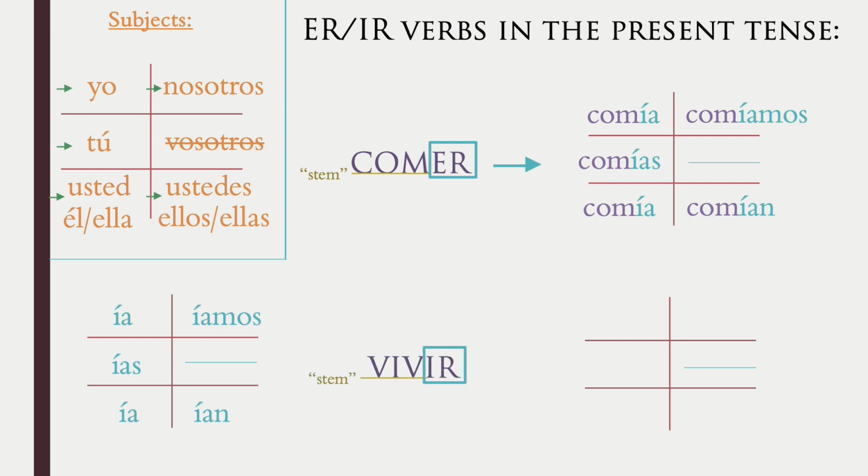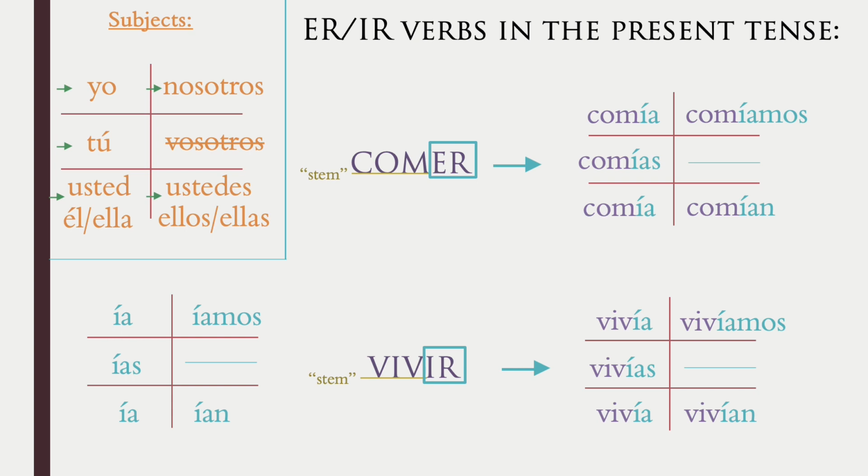Now let's take the verb vivir again. Same endings. So I would end up with the first one, vivía, for I used to live, because vivir is to live. You used to live would be vivías. He or she used to live, or you, sir or ma'am, used to live would be vivía. We used to live would be vivíamos. And y'all or they used to live would be vivían.